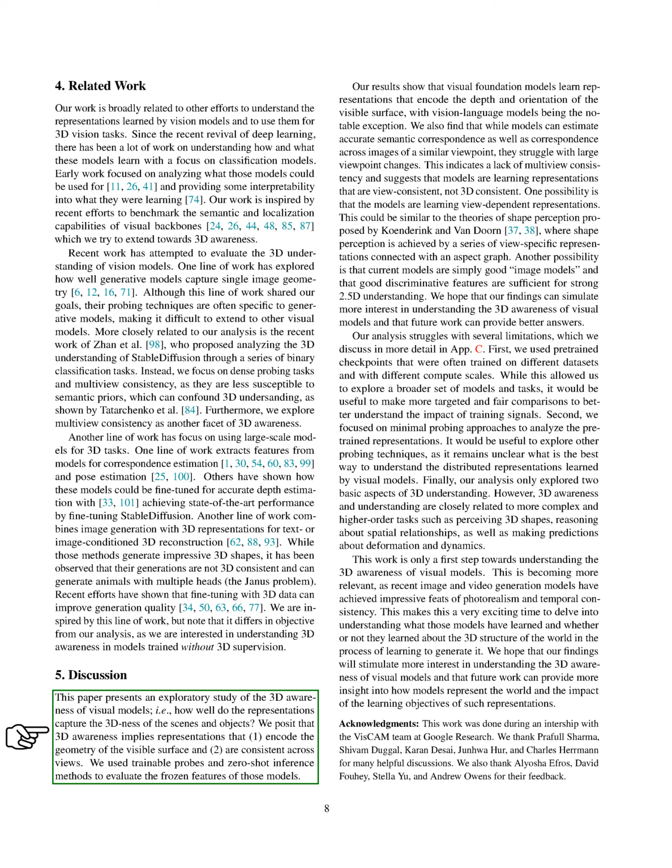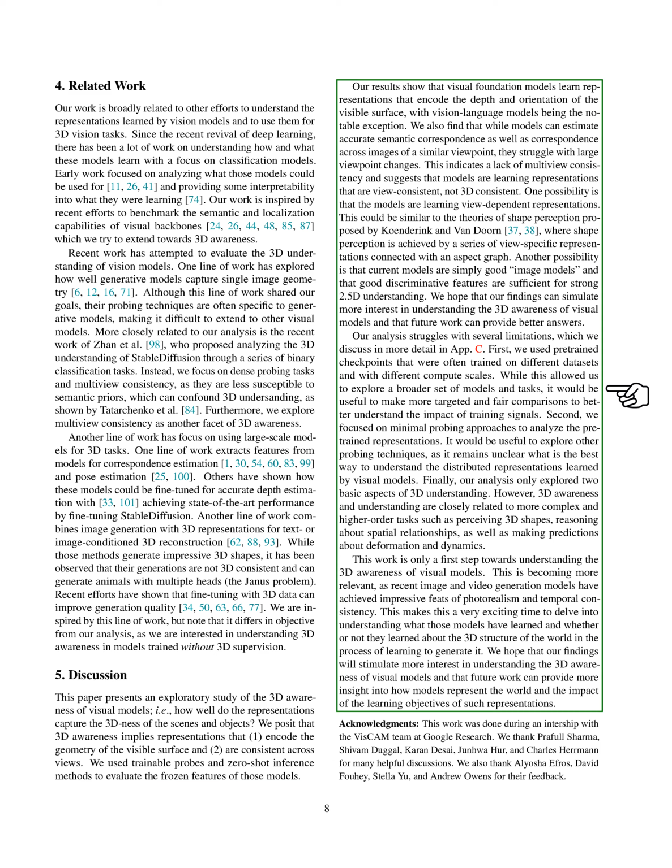In summary, our study delves into the 3D awareness of visual models, examining how well their representations capture the 3D aspects of scenes and objects. We believe that 3D awareness involves representations that encode visible surface geometry and remain consistent across different views. By evaluating frozen model features using trainable probes and zero-shot inference methods, we find that most visual foundation models encode depth and surface orientation accurately, except for vision language models. While models perform well in estimating semantic correspondence and correspondence within similar viewpoints, they struggle with large viewpoint changes, indicating a lack of multi-view consistency. This suggests that models may be learning view-specific rather than 3D consistent representations.